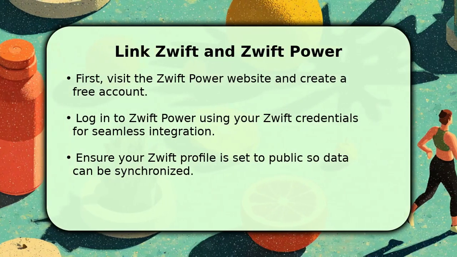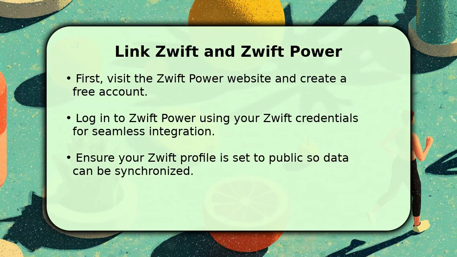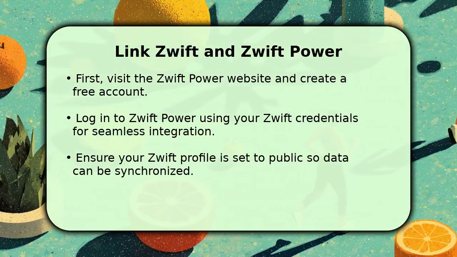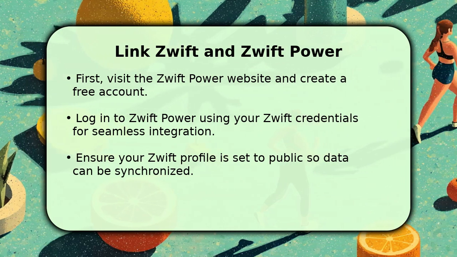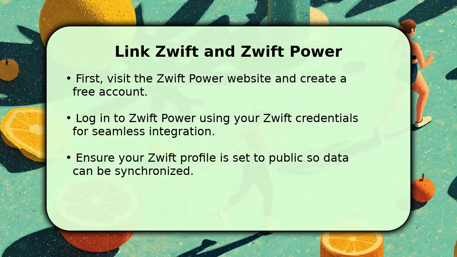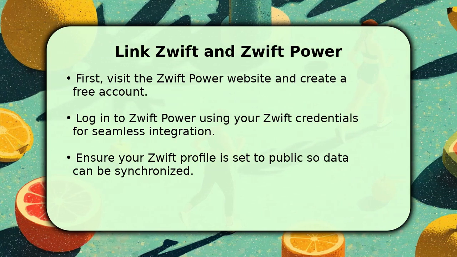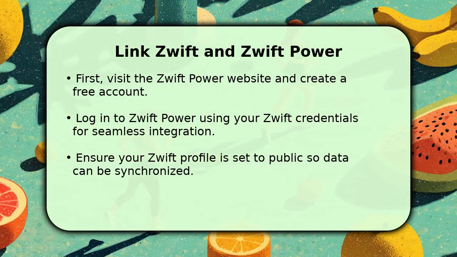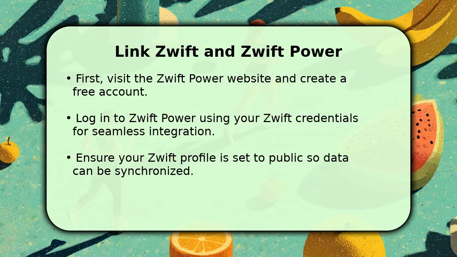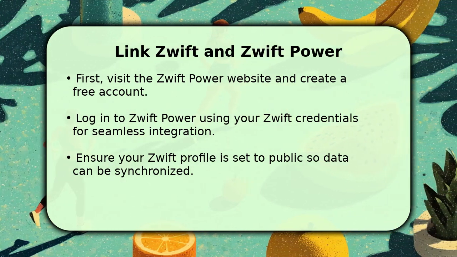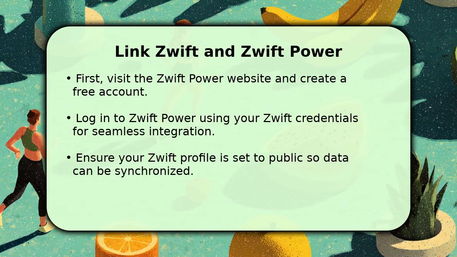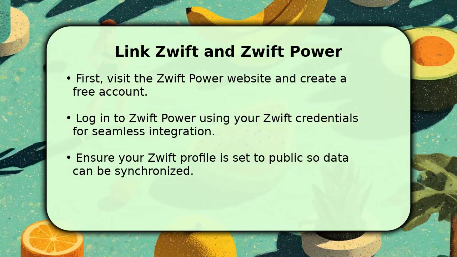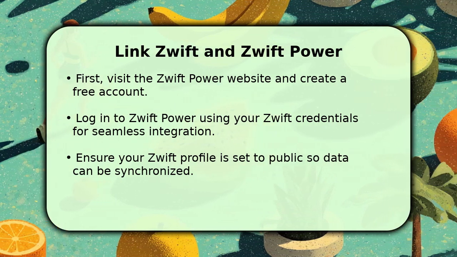Connecting your Zwift account to Zwift Power is the essential first step. Simply navigate to the Zwift Power website, then create an account or log in using your existing Zwift credentials. Afterward, make sure your Zwift profile is set to public. This allows your data to be pulled across automatically. Finally, confirm the connection status in your Zwift Power profile settings, ensuring everything is linked correctly. This synchronization enables all your ride data to flow seamlessly.